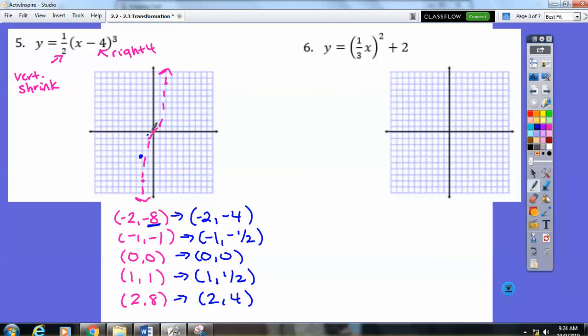Now, that's not my final graph. If you need to plot all these, you can, or we've talked about just kind of doing everything at once. What else do I need to do to this to get my final graph?